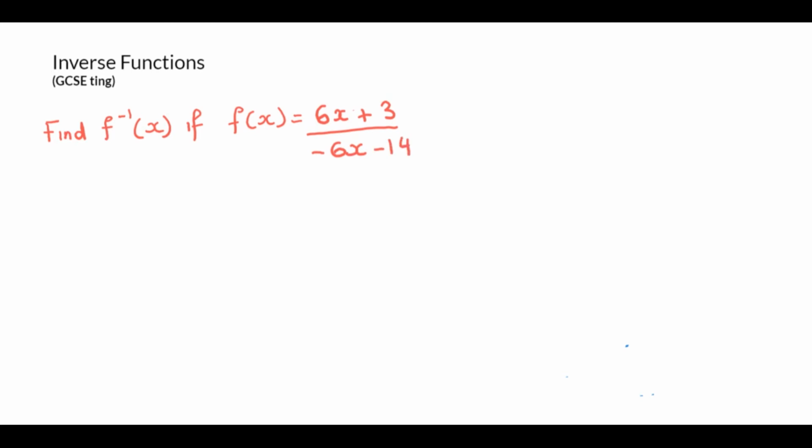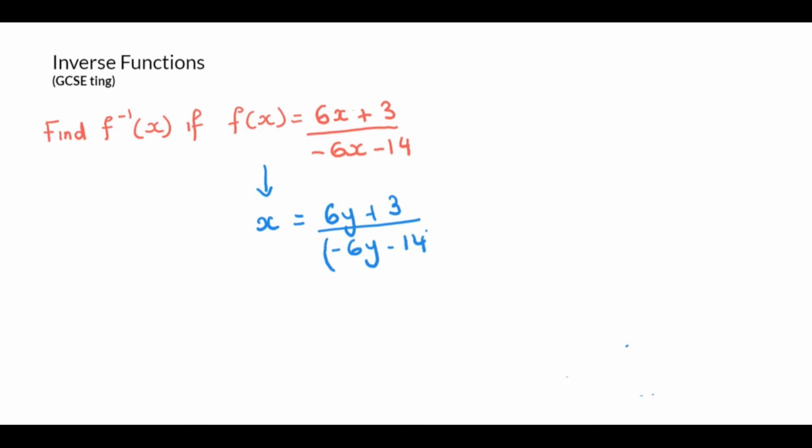Okay, calm. So remember, first step, I'm going to change that f of x to x. And then wherever I see an x here, I'm going to change it for a y. So basically x equals (6y plus 3) over (minus 6y minus 14). So very similar procedure.